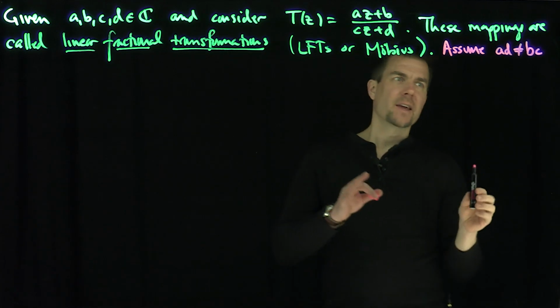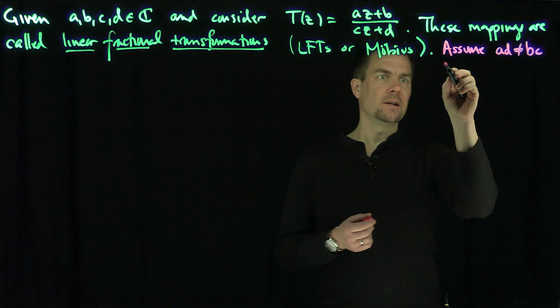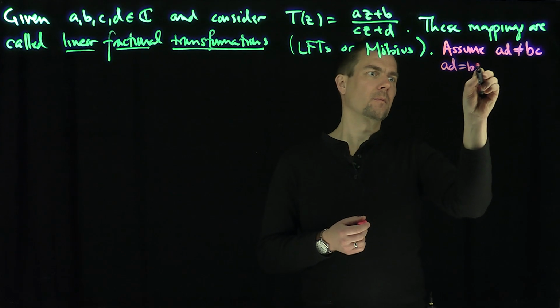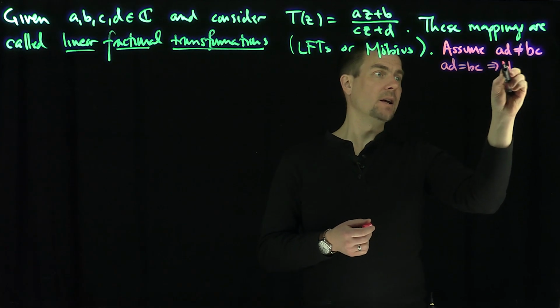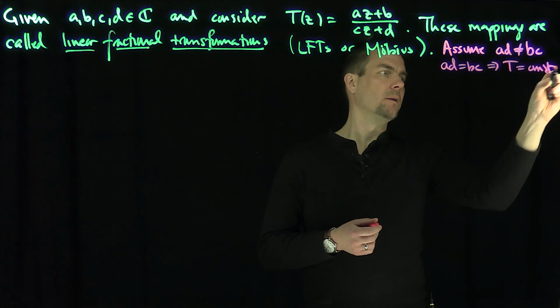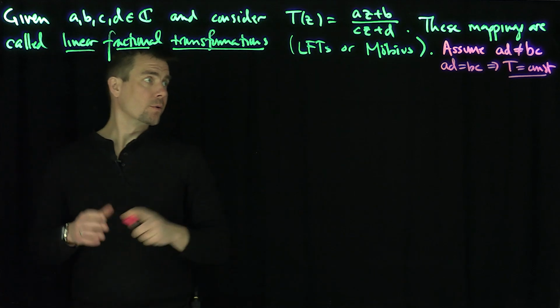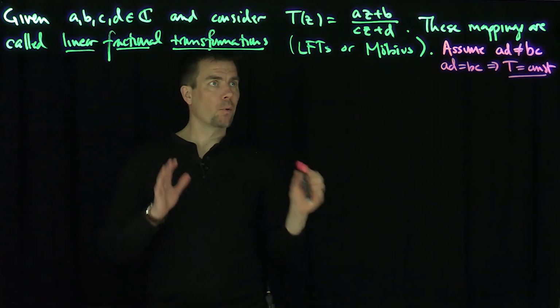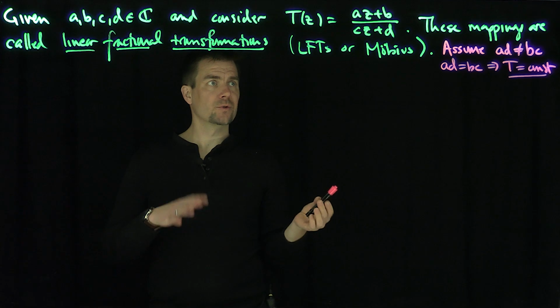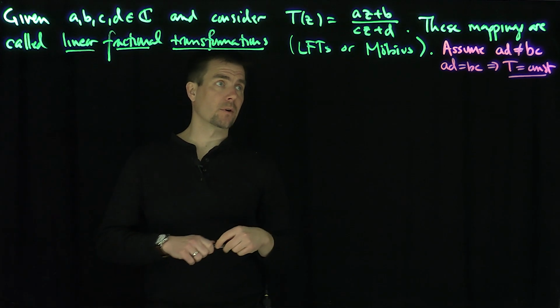So in other words, in the case when AD equals BC, that implies that T is a constant. Okay, and constant functions are okay, they're just not interesting, right? All right, so we're going to assume that AD is not equal to BC. Now, there are some important things to understand about these linear fractional transformations, so let's do some of the most elementary properties first, okay?